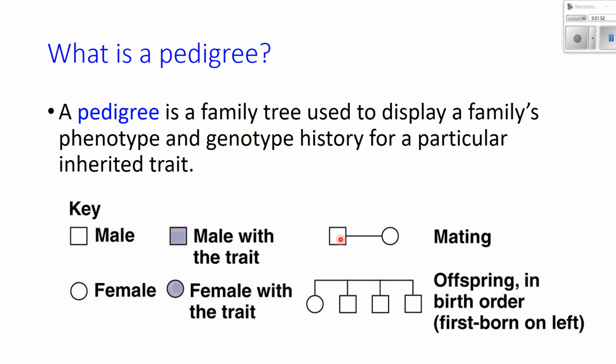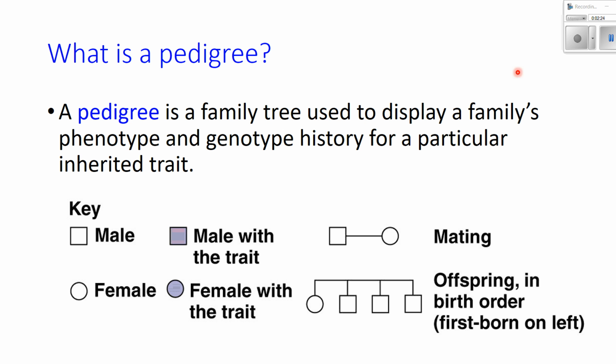Whenever you see a square and a circle linked by a horizontal line, that's basically called a marriage line that shows a mating between those two individuals. And any offspring that are produced from that couple are going to be shown sort of hanging off a vertical line. So this would indicate a daughter and 3 sons that were born in a family.